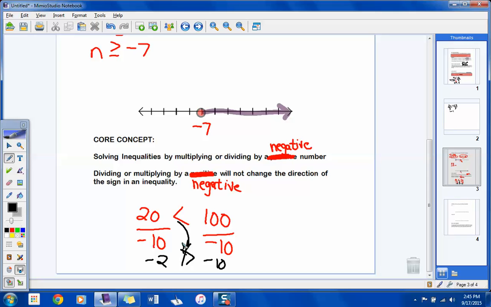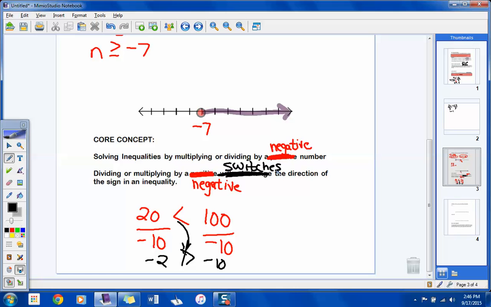It switched, didn't it? Okay, so change will not change to what? Will not change to, how about the word switches up here. So in the process of solving an inequality, if you ever multiply or divide by a negative, what's going to happen to the direction of the sign in the inequality? It's going to switch directions. That only happens when? Multiply or divide by a negative.